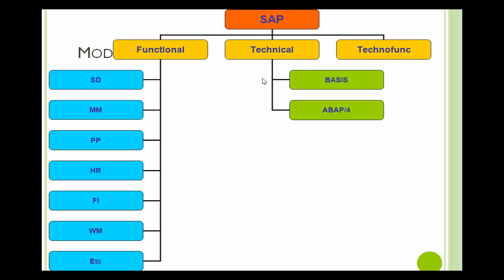People will have both experiences. We can say techno-functional. Chances are high for technical because functional people cannot learn programming skills easily. Technical people who already have exposure or knowledge in technical can shift into functional, or if you have both expertise, then you can be technical or techno-functional.